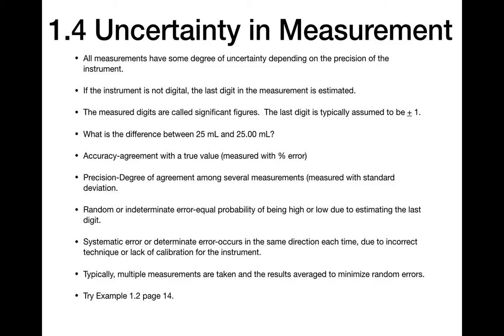One way we try to get rid of random error is by taking multiple measurements and then averaging those measurements to minimize random error. So by taking the same data 4, 5, 10 times and averaging it, you can get a better answer. You might want to look at example 1.2, page 14, to practice the idea of uncertainty in measurement.